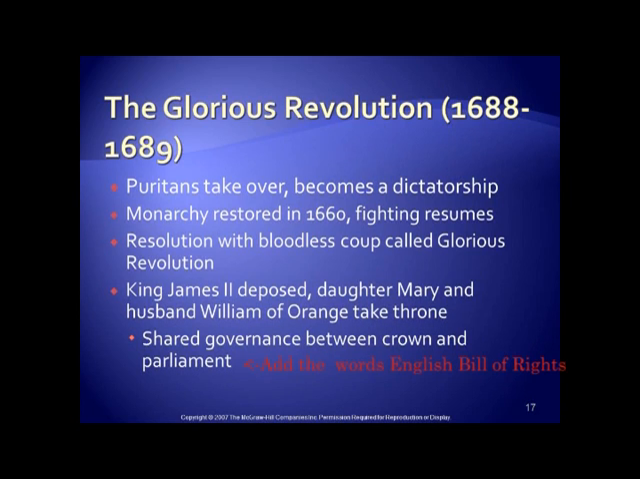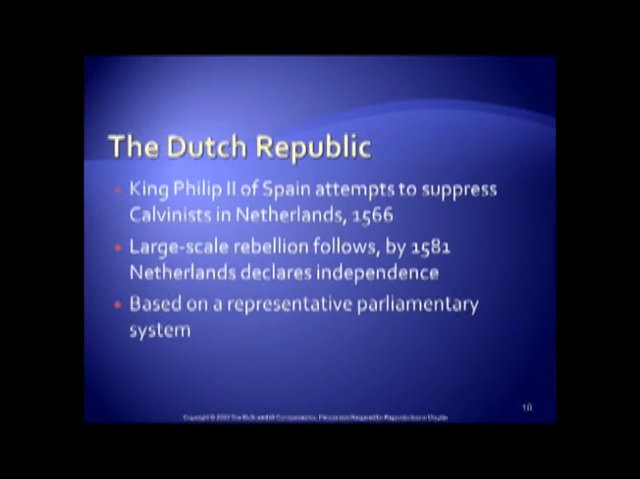And how they did this without any bloodshed is this. In the Netherlands, there was a woman named Mary who was part of the Stuart family, and she had married a Dutch guy named William of Orange. And the Parliament of Britain went to them and said, listen, we'll put you on the throne of England if you accept this English Bill of Rights. And they did, and so now Britain has a constitutional monarchy.